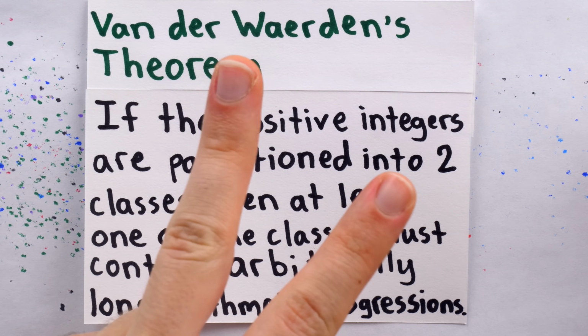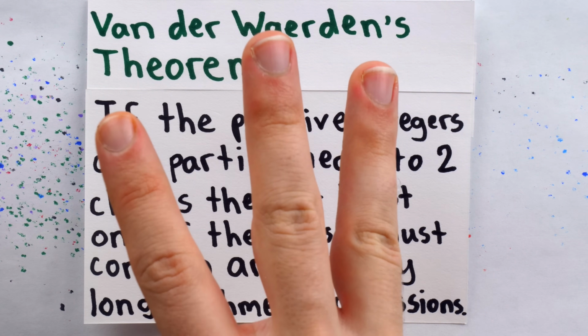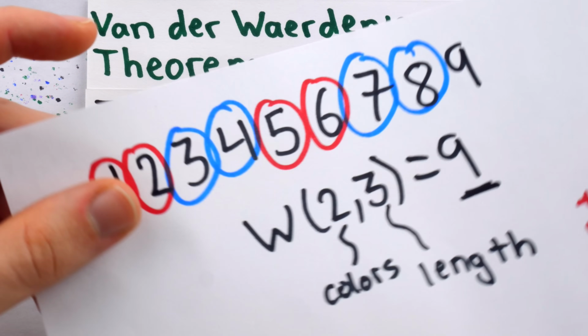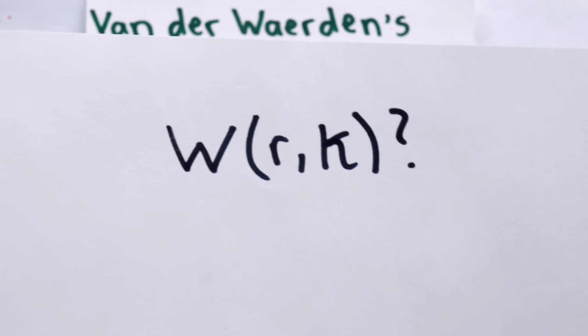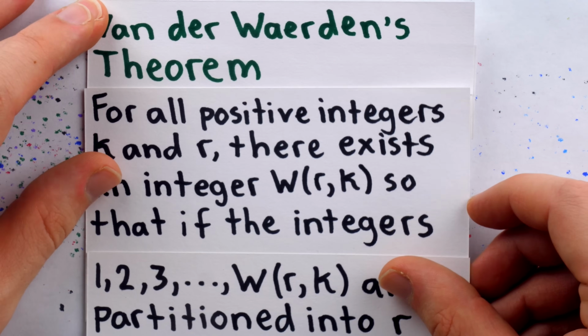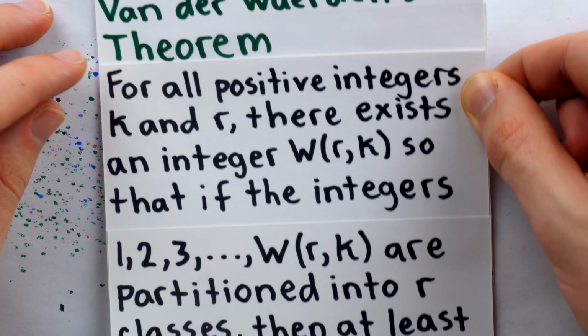Of course, for two colors, red and blue, and arithmetic progressions of length 3, we found that the number was not too big, it was just 9. But most of the van der Waerden numbers have thus proved elusive and are not so simple. These days, the theorem is more commonly stated like this, in a slightly more general way.